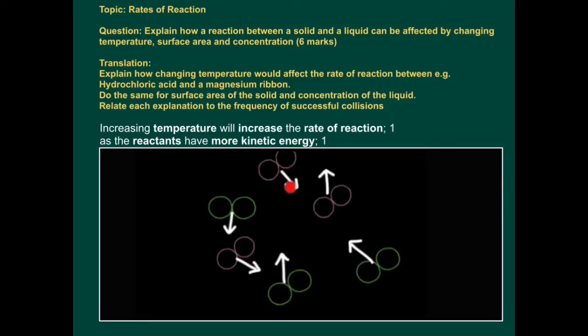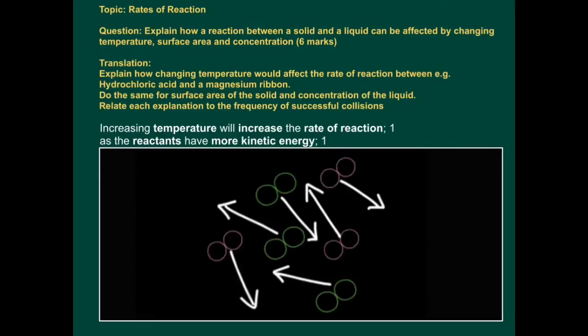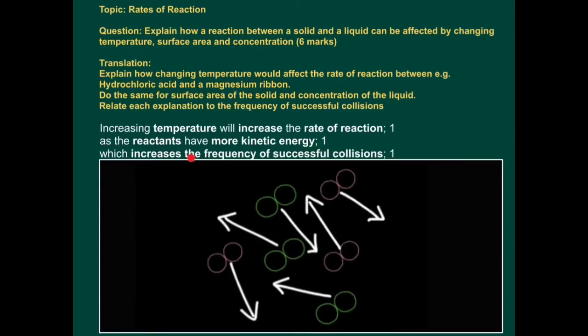So let's assume this is cold, and now we've heated them up, and you can see that the arrows, which represent the energy they have, are longer. So now they have more energy, they're moving faster. And this will increase the frequency of successful collisions. In other words, increase how often these collide with each other and react.